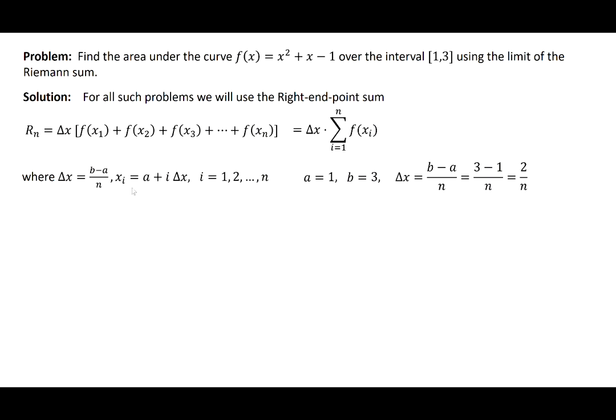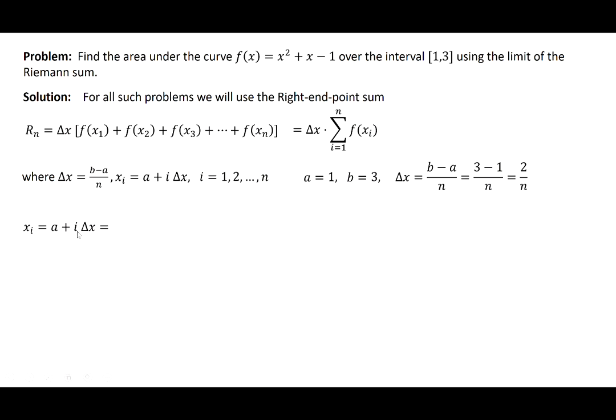Our objective is to find that Riemann sum. So do we need x sub i to find the Riemann sum? You bet. We definitely need x sub i because we need to actually figure out f of x sub i. That is what is expected of us. To find f of x sub i, we need x sub i. So without much further delay, let's go ahead and do x sub i.